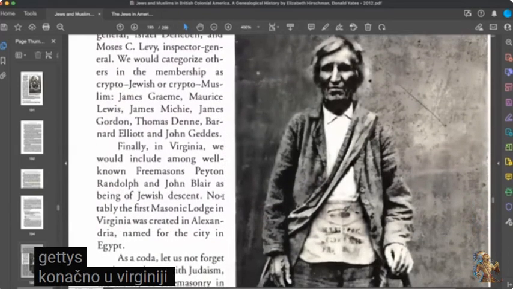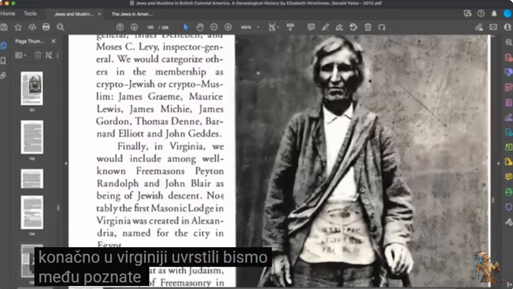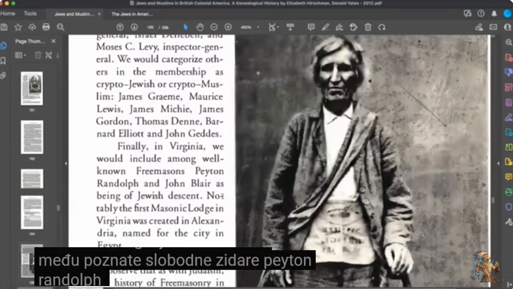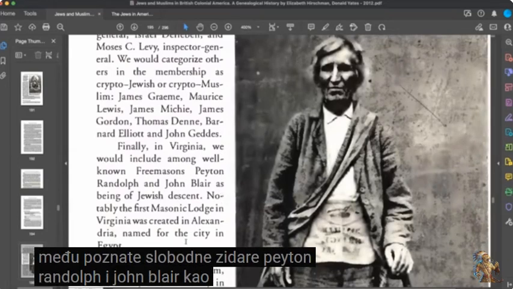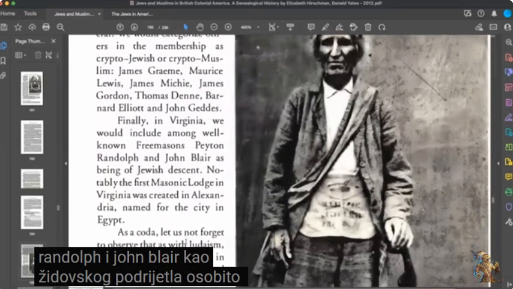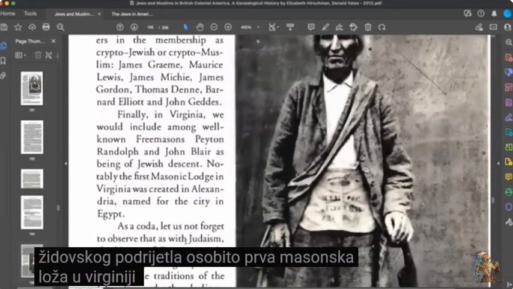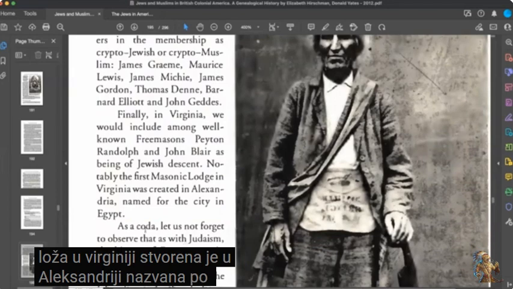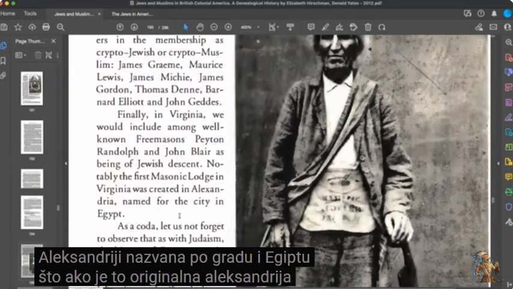Finally, in Virginia, we would include among well-known Freemasons Peyton Randolph and John Blair as being of Jewish descent. Notably, the first Masonic Lodge in Virginia was created in Alexandria, named for the city in Egypt. What if that's the original Alexandria?